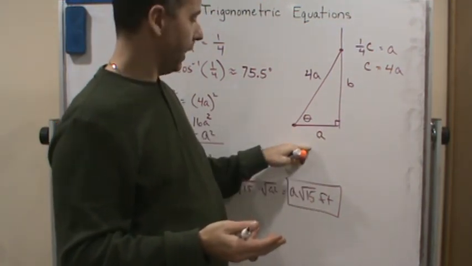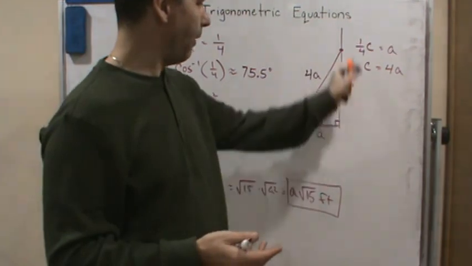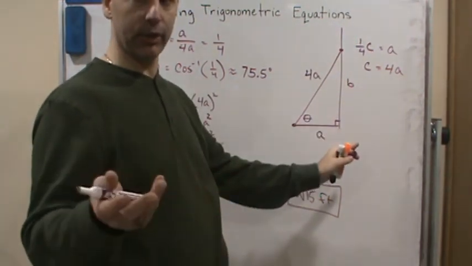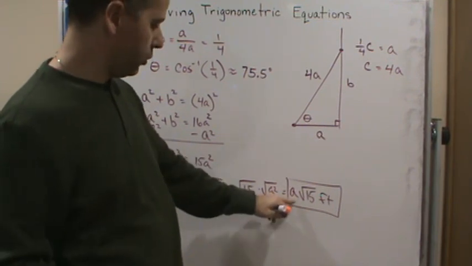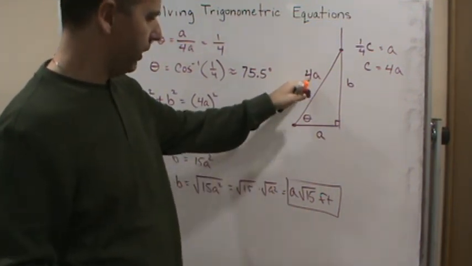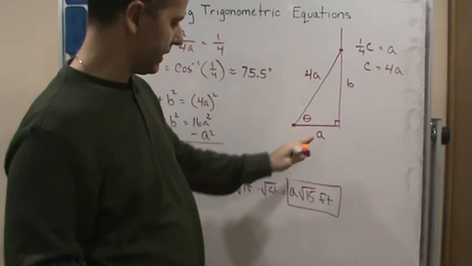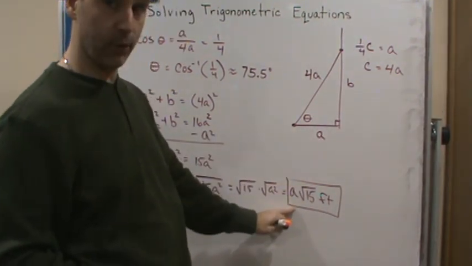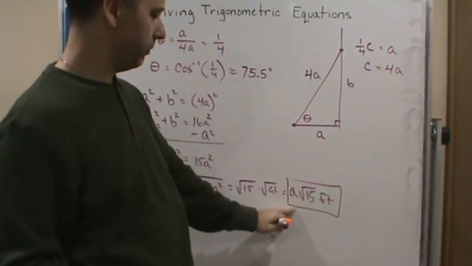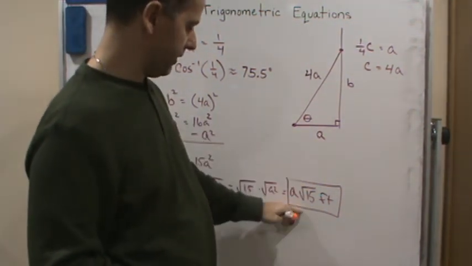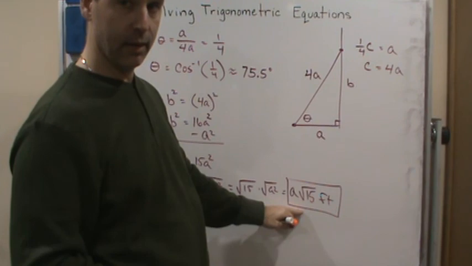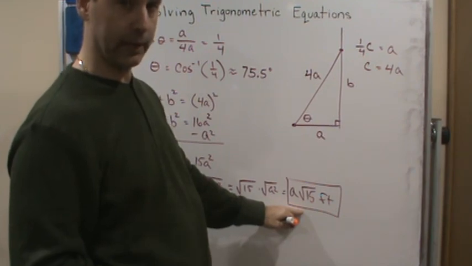Okay, and so what this is saying is, how high on the wall is your ladder going to be? Right there. If it's a 24-foot ladder, then A is going to be 6, and this will be 6 times the square root of 15. If your ladder is a 40-foot ladder, then this is going to be 10, and then this is going to be 10 times the square root of 15 as far as feet.